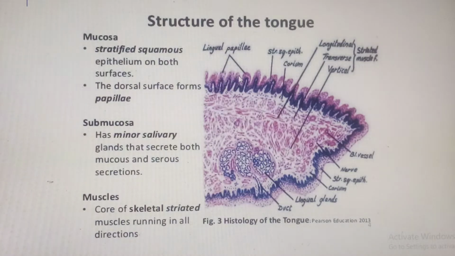Now, one thing which is very striking about any stratified squamous epithelial tissue, whether keratinized or non-keratinized, is that you will see this epithelial lining dipping into the connective tissue. Now, epithelial tissues are avascular, and that is why, as a rule, whenever I have epithelial tissue, beneath it there should be underlying connective tissue, and that is loose areolar connective tissue.